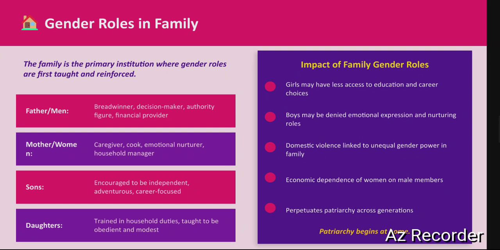Okay, sons. They are encouraged to be independent, adventurous, career focused. Whatever they want to be, they can. Daughters are trained in the household duties first, taught to be obedient and modest. Okay, this is the structure the society has.